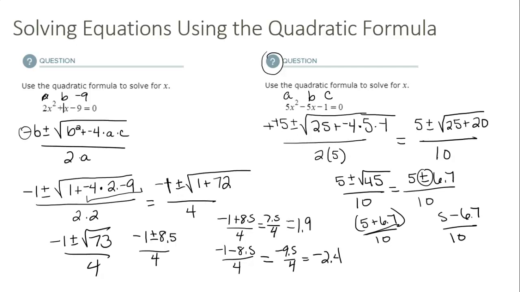You should have added 5 plus 6.7 and hit enter. That gives you 11.7. And then you divide by 10 and you get 1.17. For the other one, you should have done 5 minus 6.7 and hit enter. That gives you negative 1.7. And then if you divide by 10, it gives you negative 0.17, which you could have rounded these to 1.2 and negative 0.12, since it doesn't tell you what this should be rounded to.